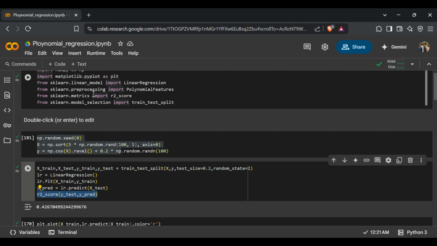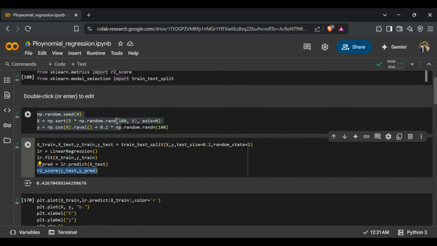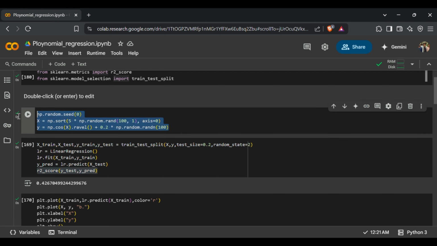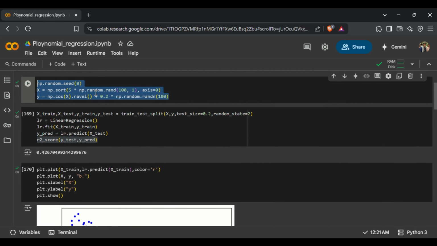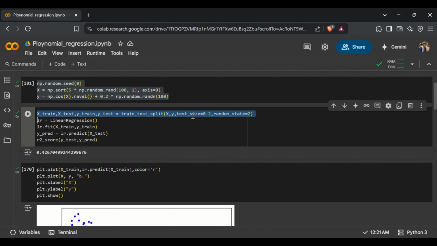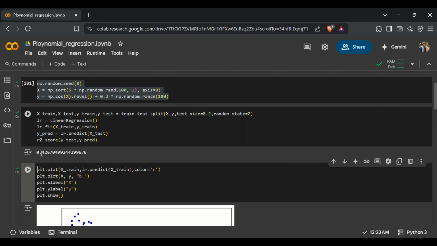First I have imported all the libraries, and secondly I have created the data set. My own data set, or we can use any other predefined data set available on other websites like Kaggle. I split the data into x train, y train, x test and y test, loaded the model, fit it, predicted, and also implemented the metrics part, that is R2 score. You can see here we got around 0.42 accuracy.